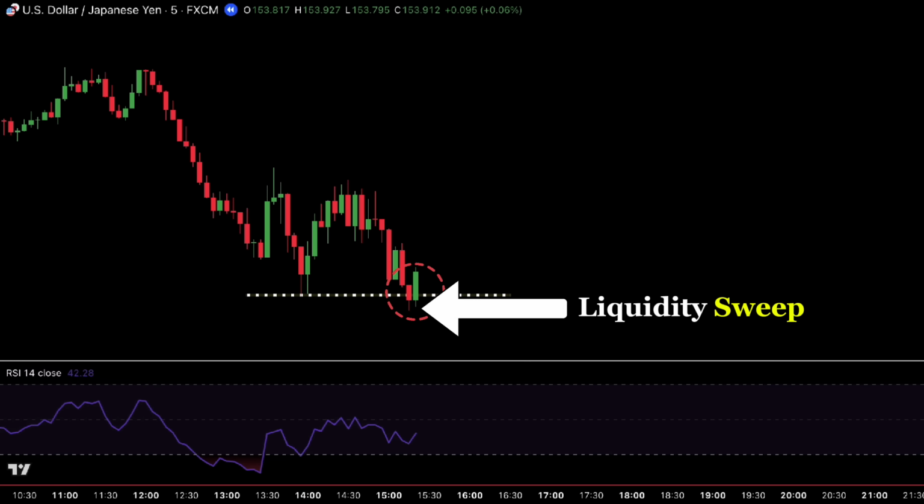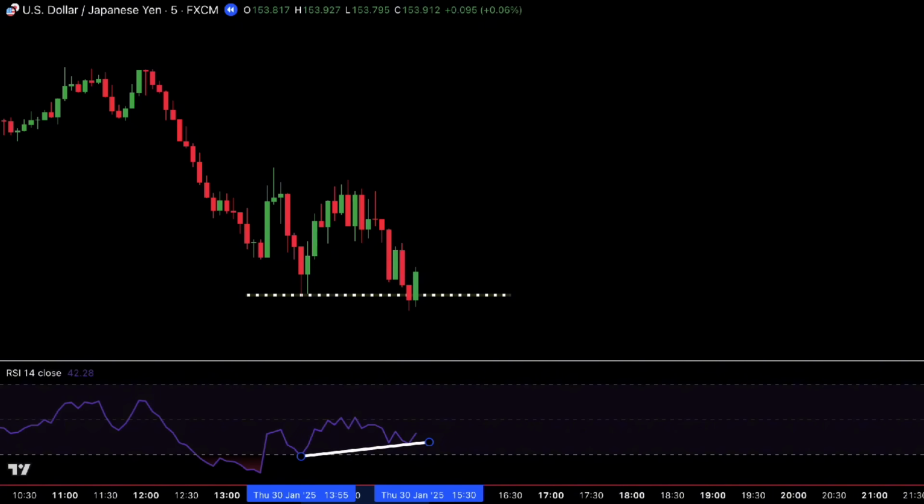As price made that lower low, look at the RSI below the chart. Instead of following the price, the RSI made a higher low. That's a bullish regular divergence. Price is falling, but momentum is rising. It's a clear signal that sellers are losing control and buyers are stepping in.